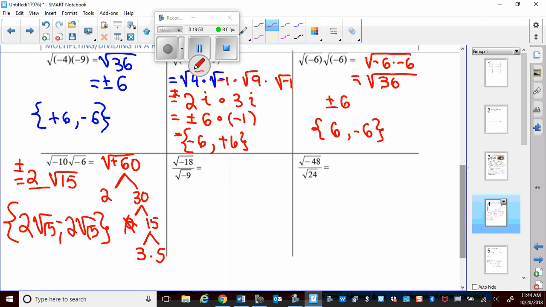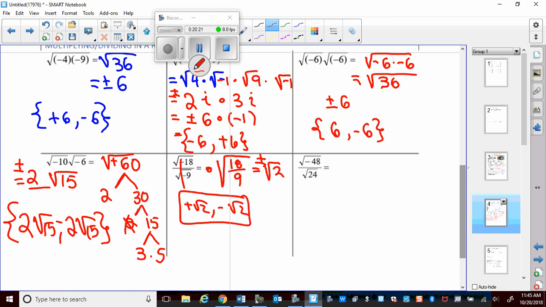Here, I like to simplify before I do anything else. I like to do this. 18 over 9. Both of them negative produces a positive, equals the square root of 2. Okay? So, equals plus or minus the square root of 2. Plus or minus, plus square root of 2, minus square root of 2. And that's all she wrote.